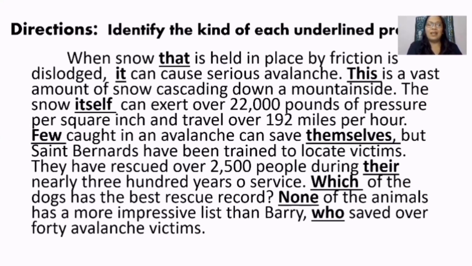None of the animals has a more impressive list than Barry, who saved over 40 avalanche victims. None and who? What kind of pronoun is none and what kind of pronoun is who? None there is an indefinite pronoun. And let us have who. Who is a relative pronoun, relating who saved over 40 avalanche victims to Barry. So who there is used to introduce who Barry is. It relates this idea to another idea.